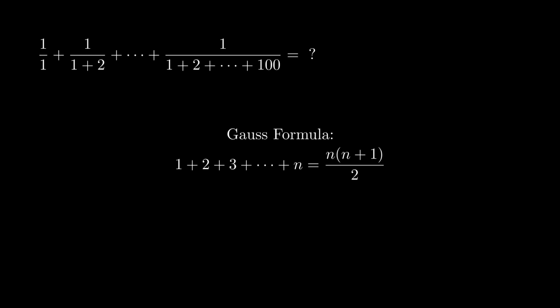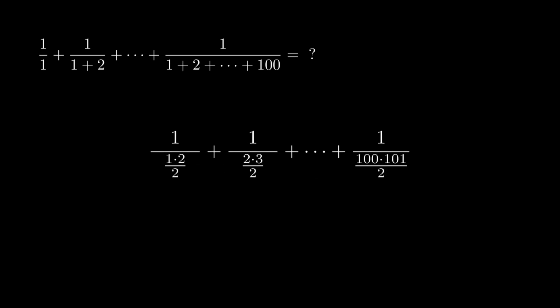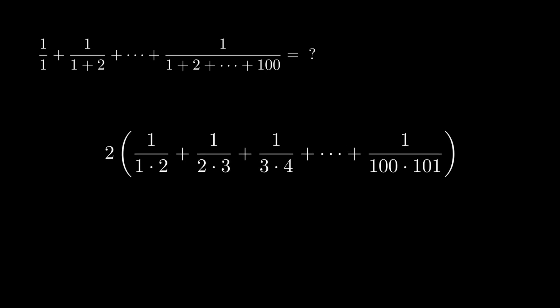Anyway, I want to use this formula to write each denominator as a product, namely n times n plus 1 over 2. But let's be honest, nobody likes working with nested fractions, so I'm going to take the denominator and flip it so that the 2 gets out of the denominator. And thus it can be easily factored out into the front of this sum.